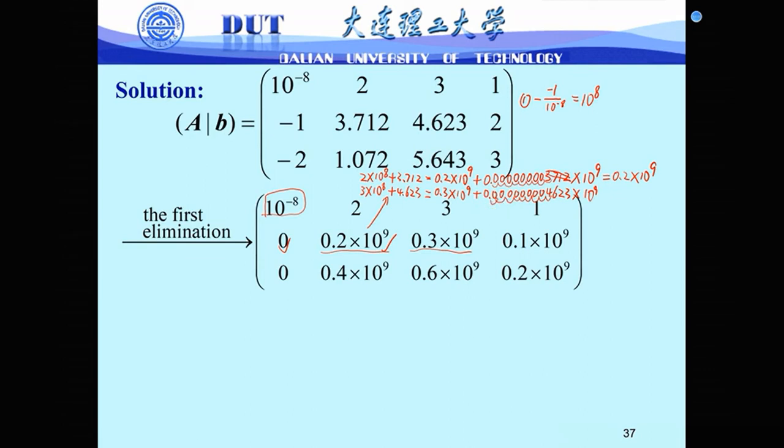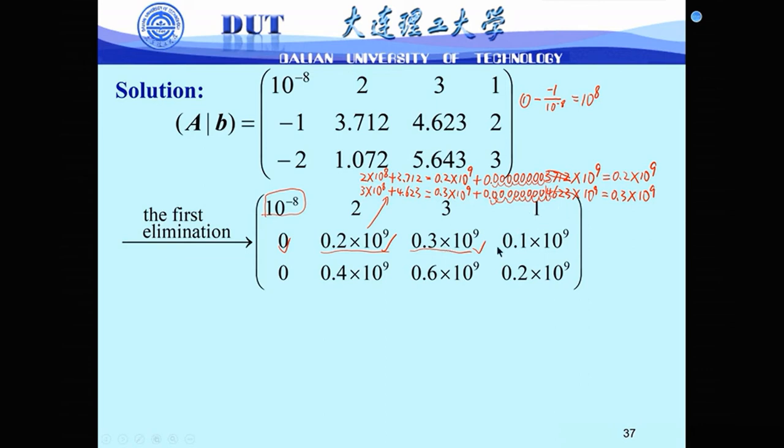So that means we can only use 8 digits, 1, 2, 3, 4, 5, 6, 7, 8 zeros. So that means the digits 4, 6, 2, 3 disappear. The 4 digits cannot be used, right? And again, great number, large number, plus small number. So the result is just 0.3 multiply 10 to 9. It's okay? So this number.